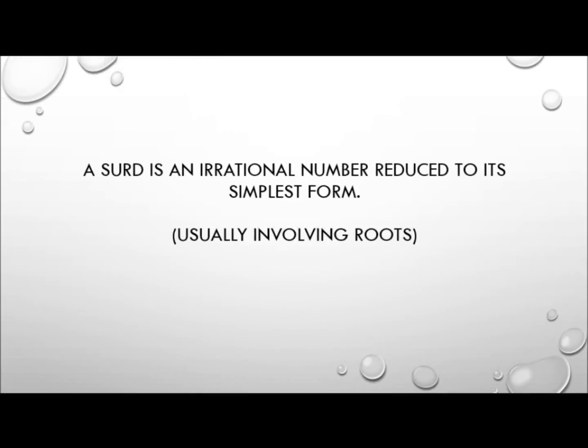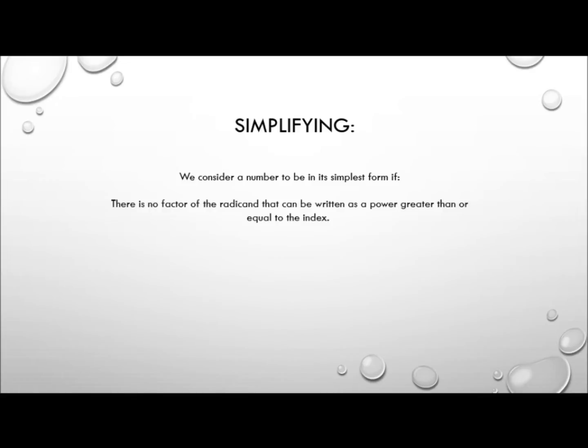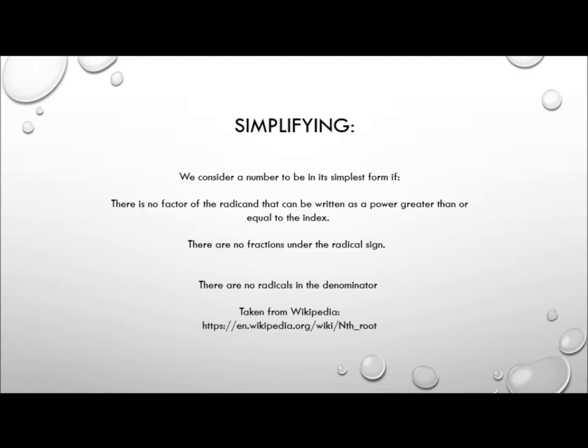A surd is simply an irrational number reduced to its simplest form, although these days we usually think of a surd as an irrational number that's in its simplest form involving a root. So when it comes to simplifying, we consider a number to be in its simplest form if there is no factor of the radicand that can be written as a power greater than or equal to the index, and there are no fractions under the radical sign, and there are no radicals in the denominator. This was taken from a Wikipedia article.